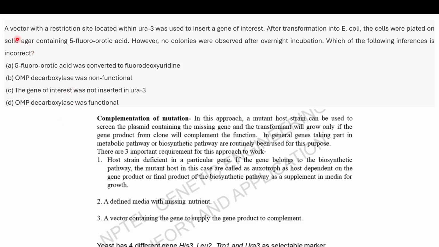Now, this is again a vector with a restriction site located within URA3, used to insert a gene of interest. After transformation into E. coli, the cells were plated on solid agar, the nutrient medium containing 5-fluoroorotic acid. But no colonies were observed after overnight incubation. So, which of the following inferences is incorrect?